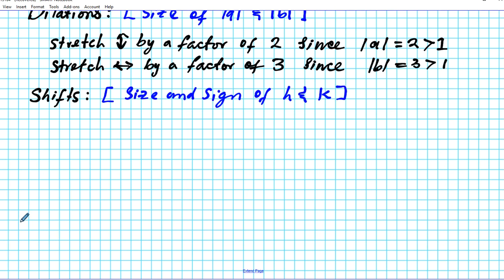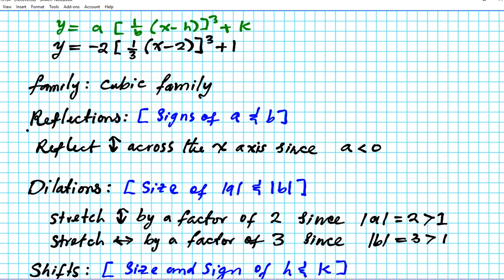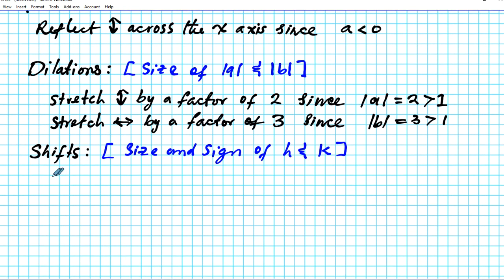Alright, so let's look at our shifts. Next to x we have x minus 2. So that means we're going to shift 2 units, since it's minus next to x, in the opposite direction. Shift 2 units to the right, since h is equal to 2.